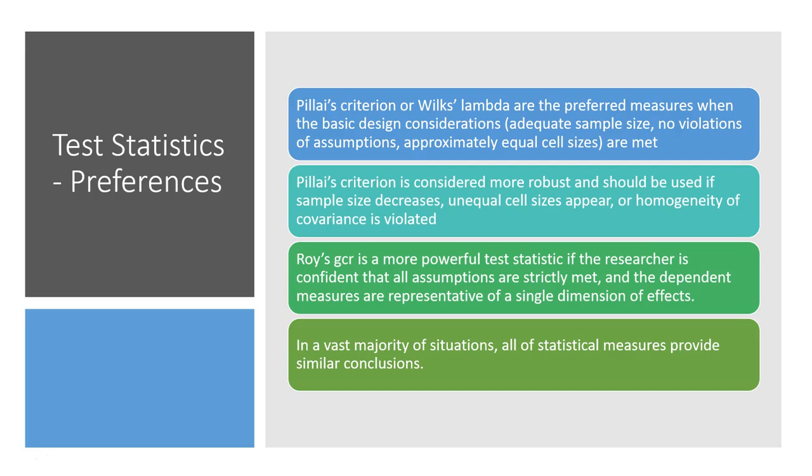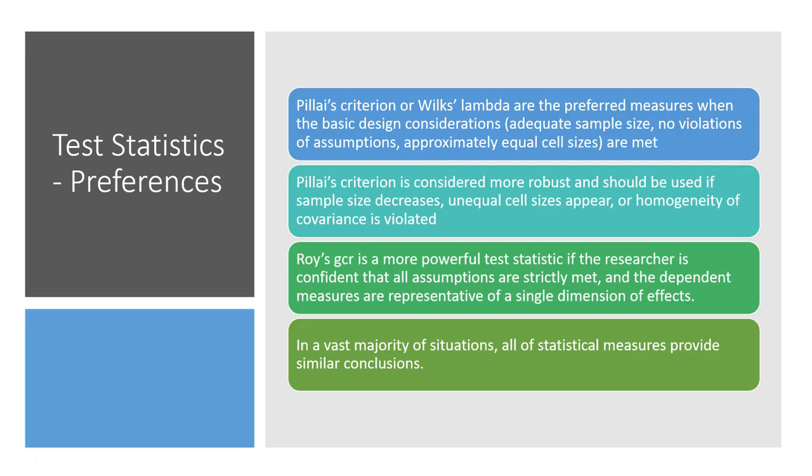So some preferences, I think we mentioned this before, but Pillai's criterion or Wilks lambda are going to be preferred when our basic design considerations are met, such as sample size, violations of assumptions, approximate cell sizes, equal cell sizes. Pillai's criterion is considered more robust and should be used if our sample size is smaller, if we have unequal cell sizes, or we have issues with homogeneity of covariance.